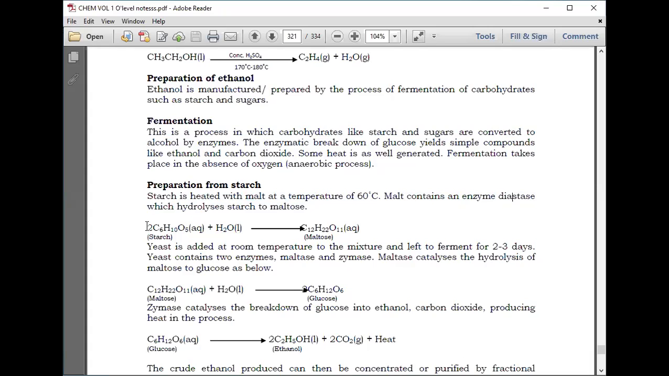So this is the formula of starch, C6H10O5 plus water, and it forms maltose. And the enzyme that does the work is called diastase. So yeast is added at room temperature, and yeast contains two enzymes, maltase and zymase. Maltase catalyzes the hydrolysis of maltose to glucose.